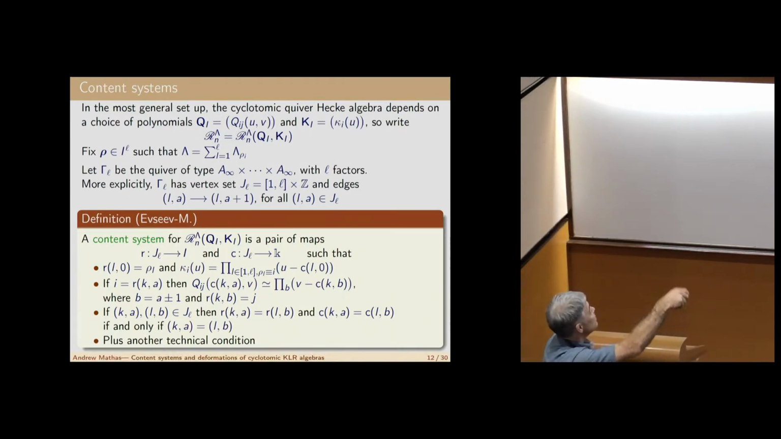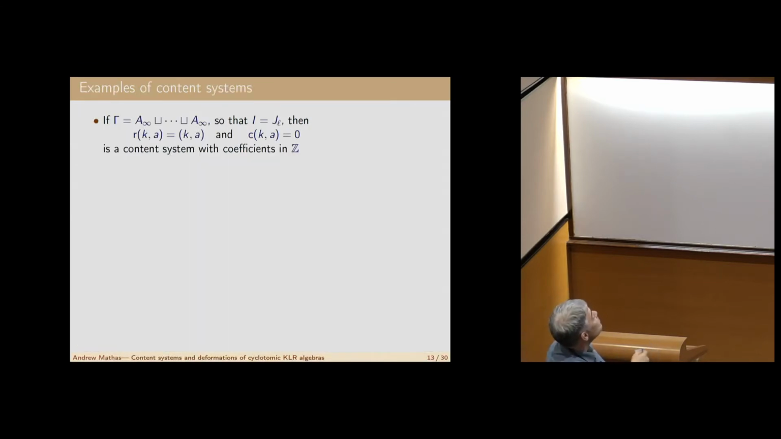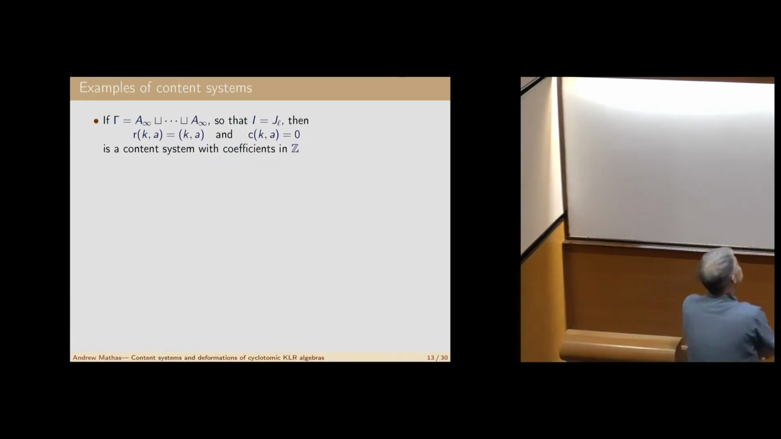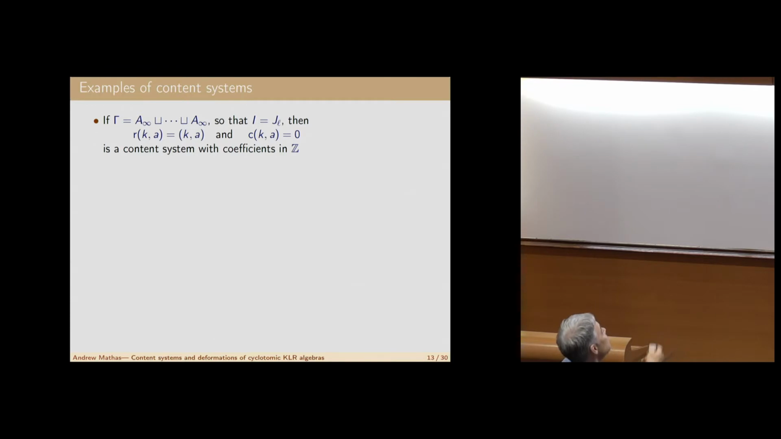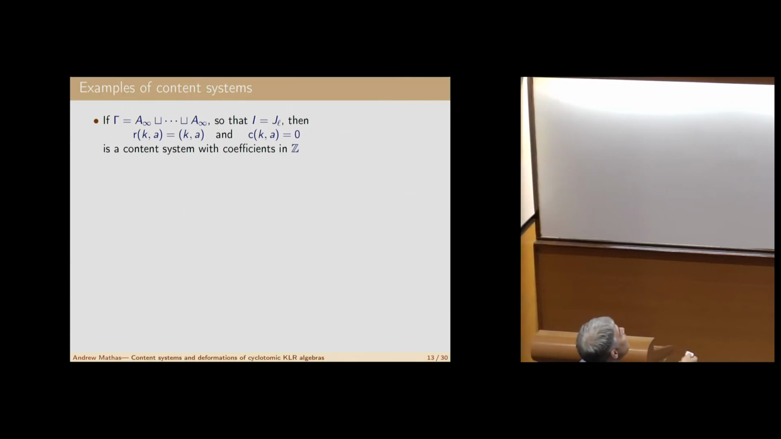So this is what a content system is. And what I want to do is use this to do things. So first, do these things exist? Well, the most simple example is to simply take I to be the vertex set of the quiver gamma L, and then I can write down a content system where R is going to be the identity function, and my contents are all 0.